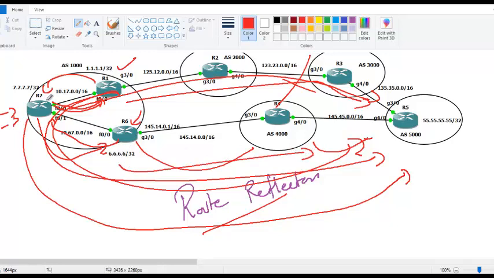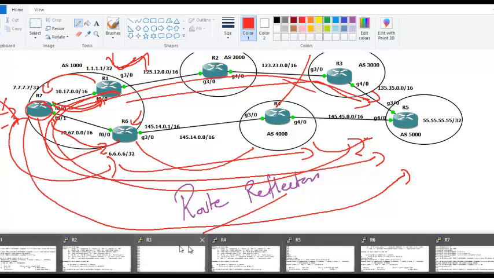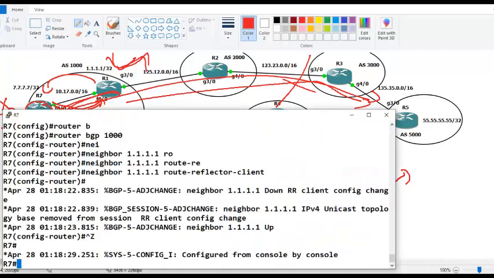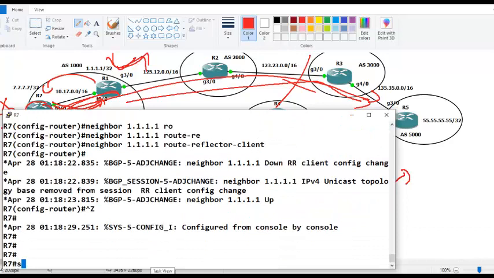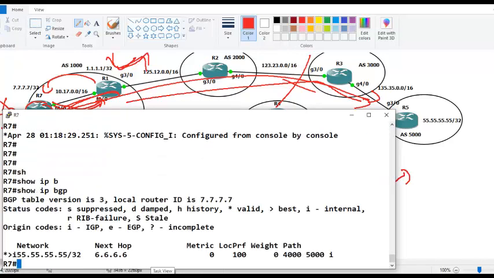R1 is not the path to go. Why? Because R7 will not give. R7 will give only if this path is the best path. This is not a best path, no? Why should R7 advertise a path which is not best? According to R7, show IBGP, which one is the best? Going via 6 is the best.